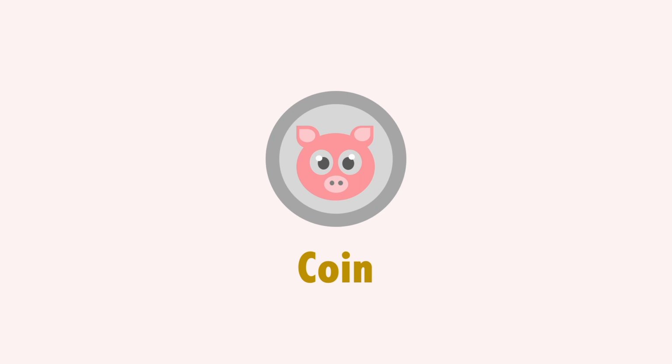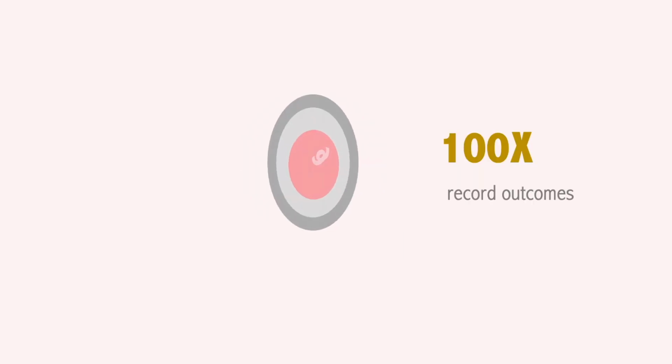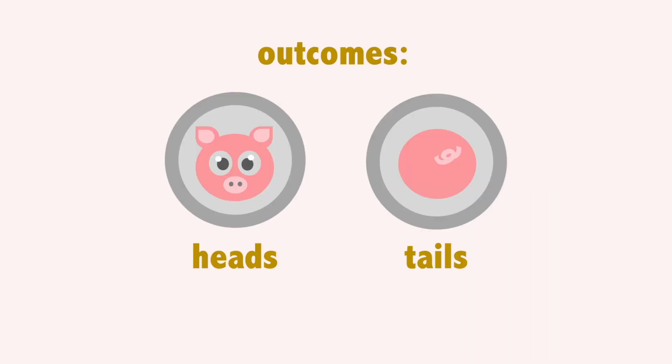Let's imagine that we have a coin. One side is heads and the other side is tails. We want to flip this coin 100 times and record the outcome of each flip. In this case, our outcome can either be heads or tails.